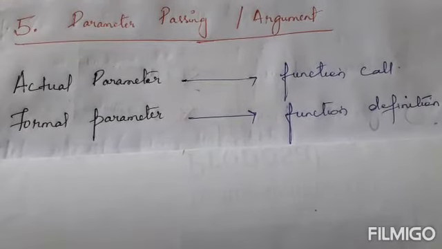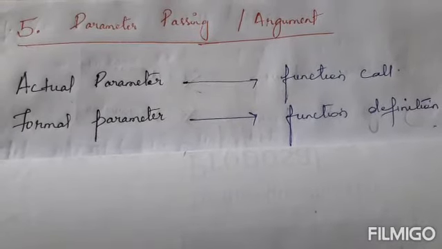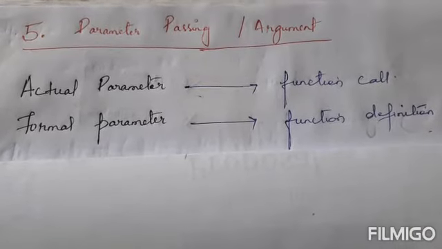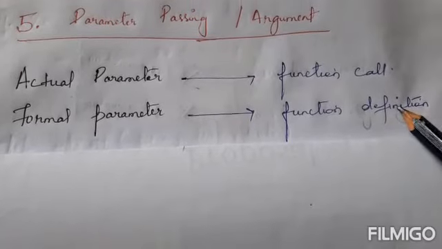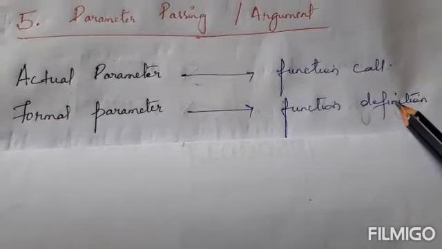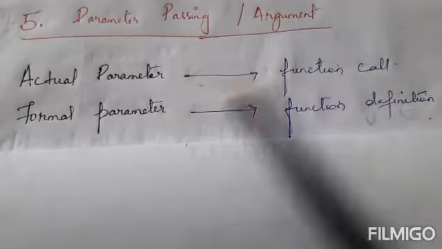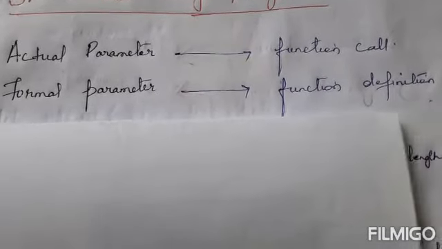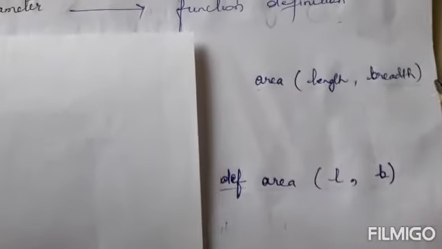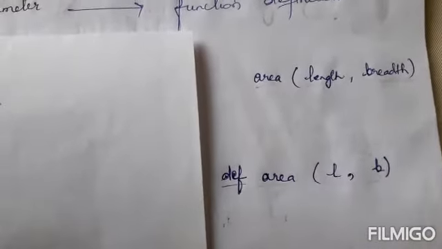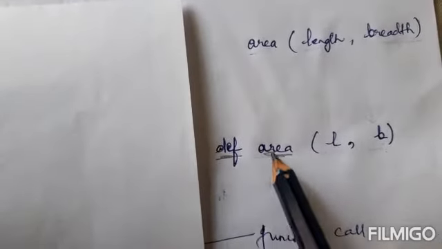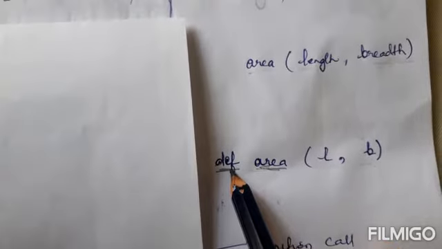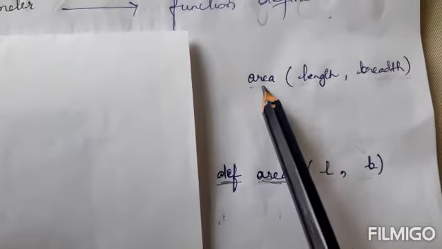The parameter that you pass in the function call is referred to as the actual parameter, whereas the parameters that you receive in the function definition are referred to as formal parameters. For you to clearly understand this, let me take this simple example of finding the area of a rectangle. Whenever your function name starts with def, that means this is your function definition. This here is the function call.